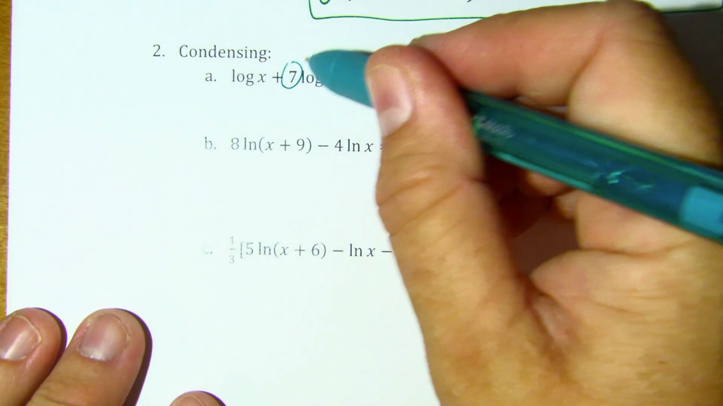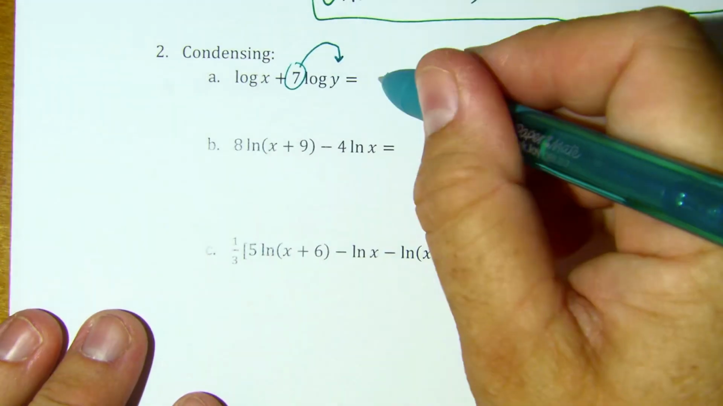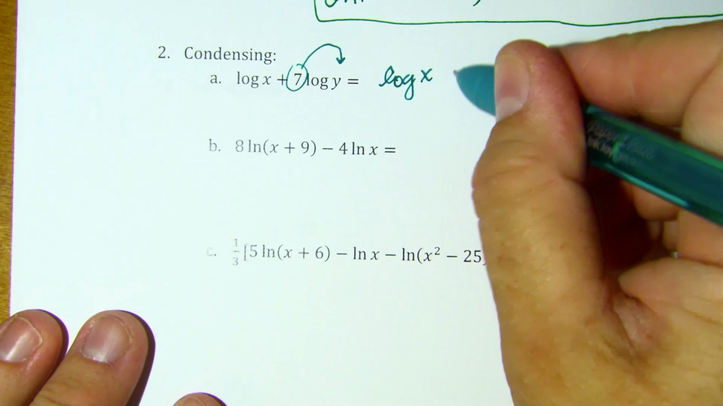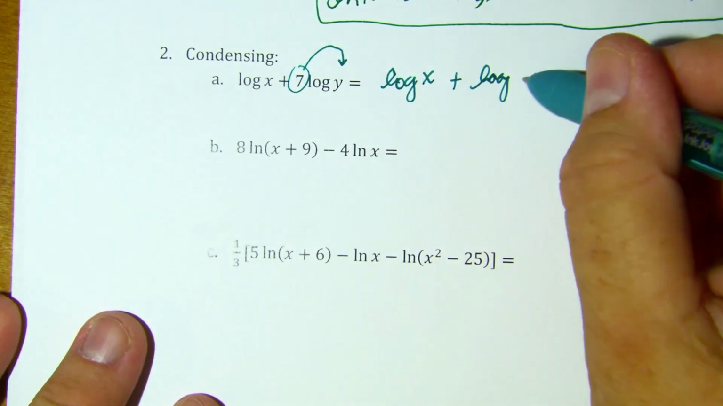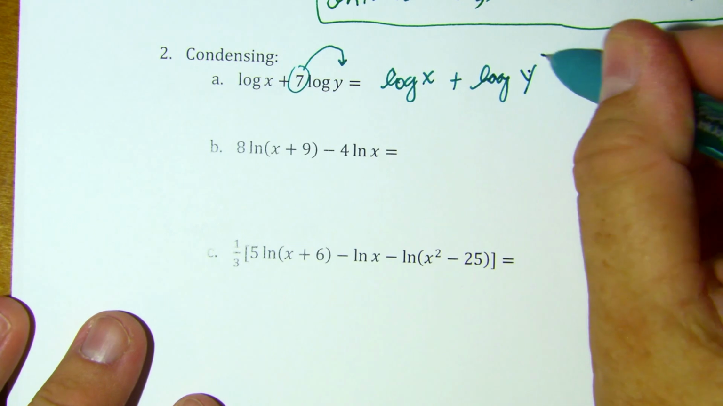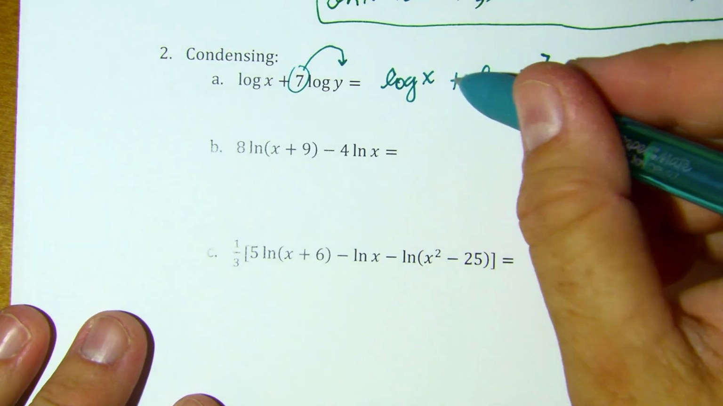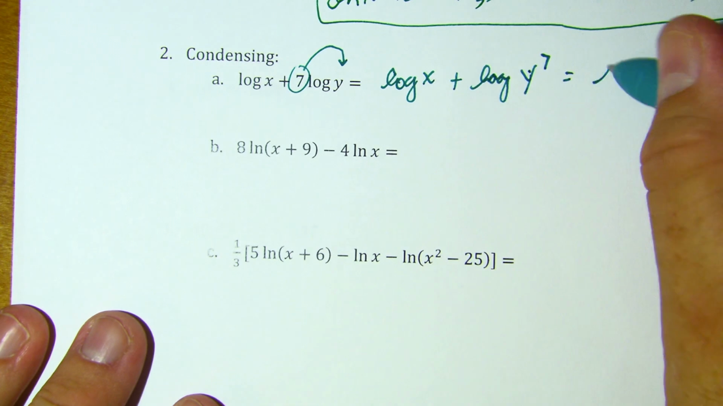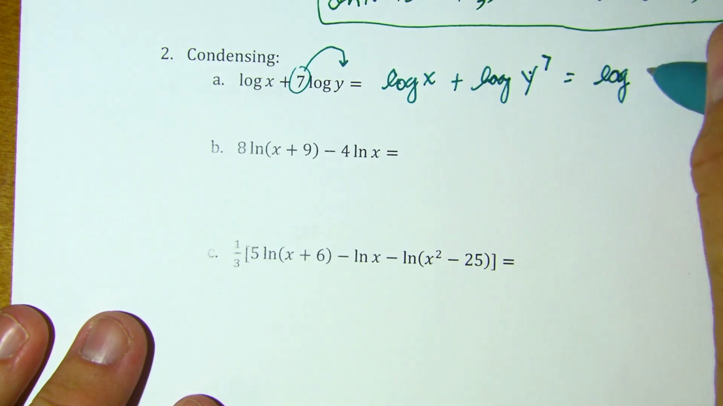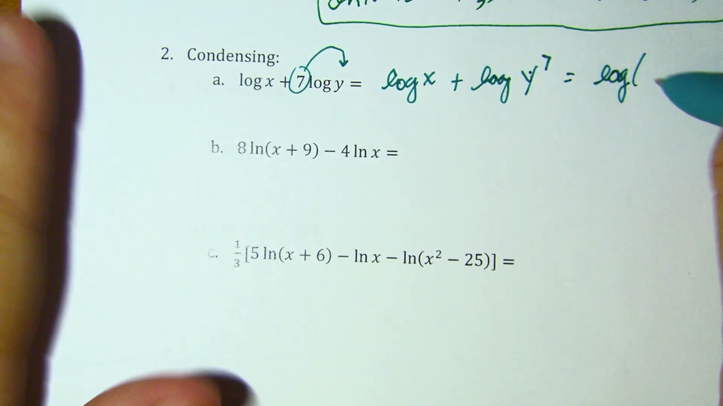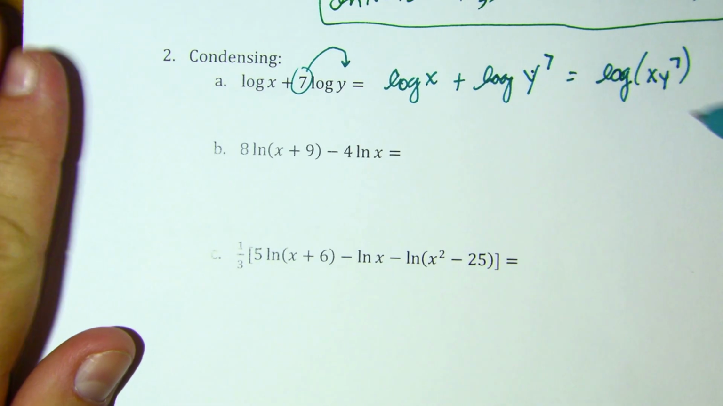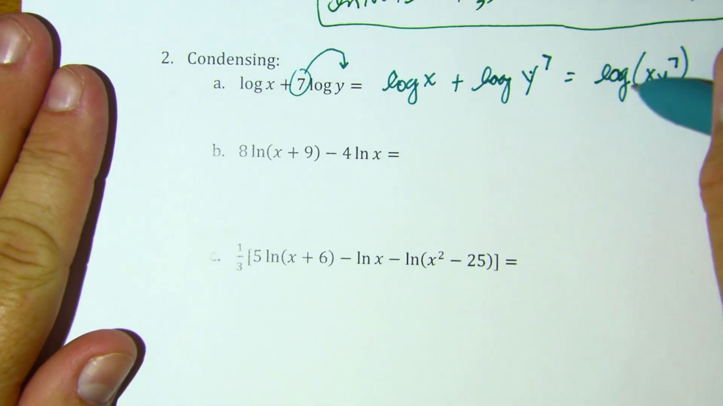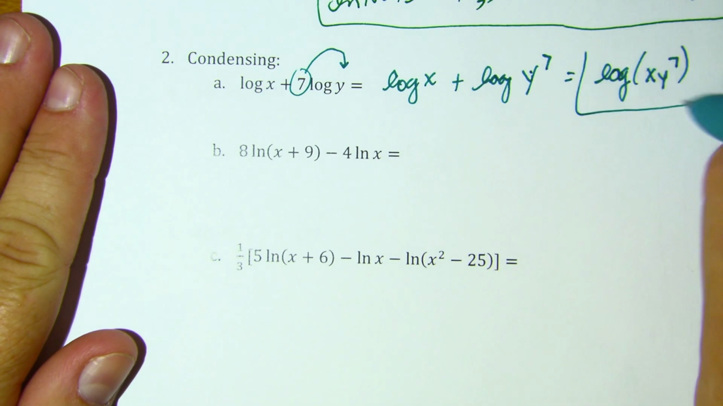The first thing I'm going to do is bring exponents back. So log of x plus log of y to the 7th power. And then this is addition, so I can condense that with multiplication. And remember, if you don't see a base there, that's assuming it's base 10.